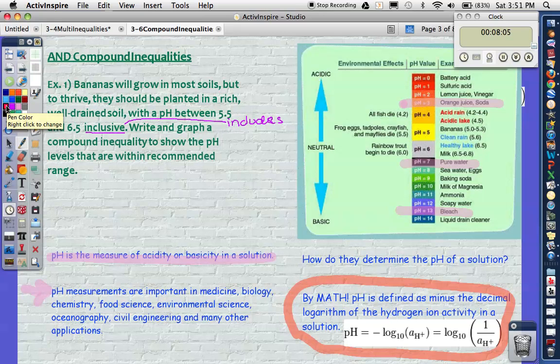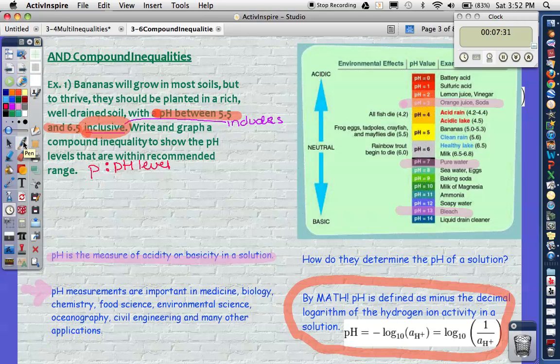So we're going to write and graph a compound inequality to show the pH levels that are within recommended range. You can use whatever variable you want. Make sure you define your variable. So you might want to use P for pH level. It's helpful to highlight things that are important in your problem. You probably can go straight to here. The pH needs to be between 5.5 and 6.5, and this word is very important, inclusive. So we're including those numbers.